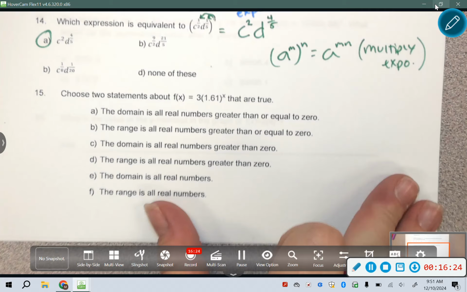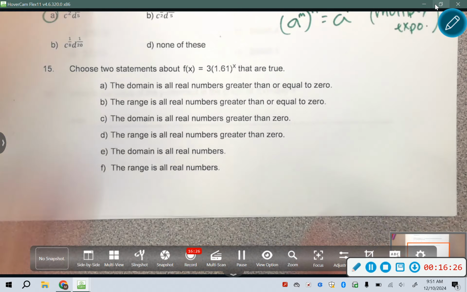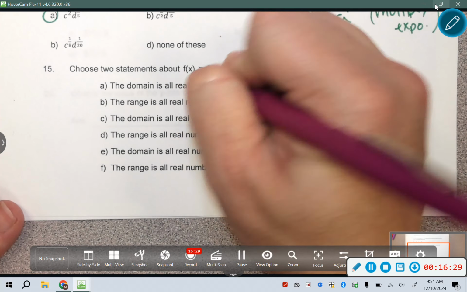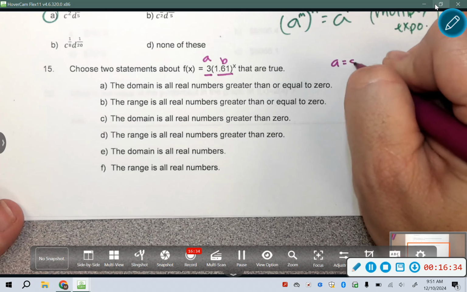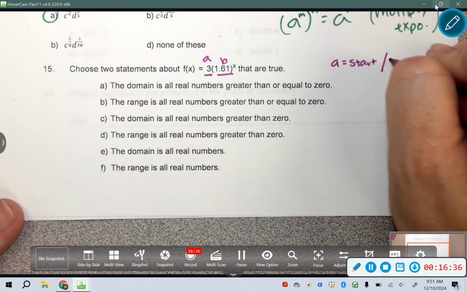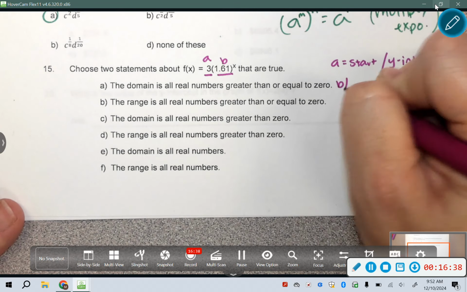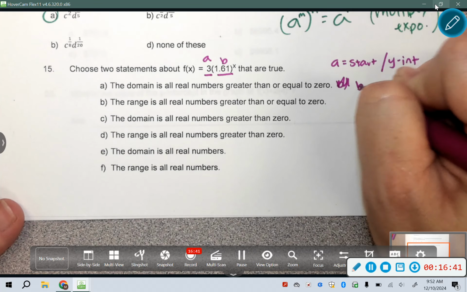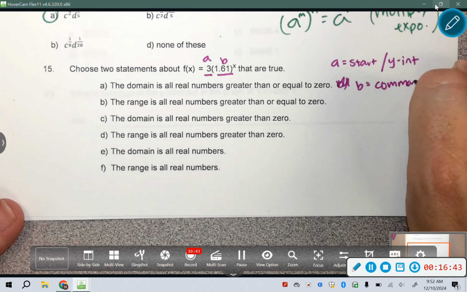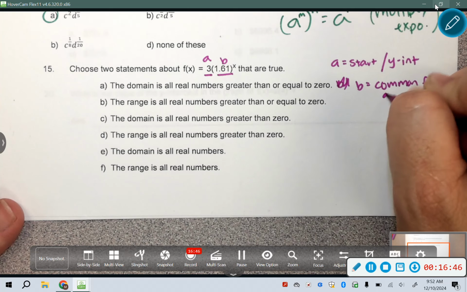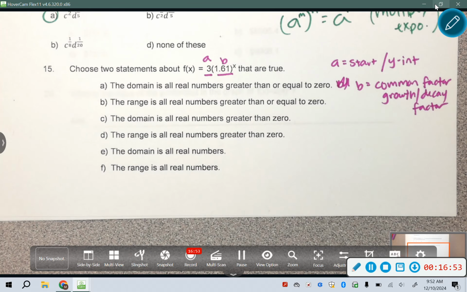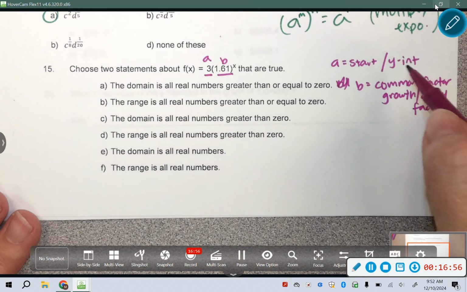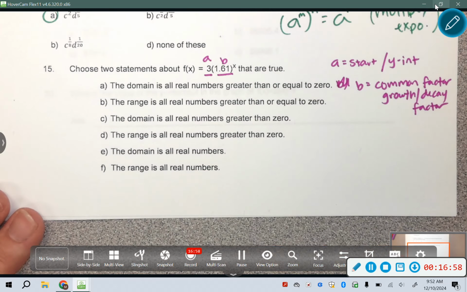Okay, let's look at 15. 15 says choose two statements about this. So I want you to remember this is my A and this is my B. And A is my starting point, the y-intercept. B is my common factor, or my growth/decay factor. Okay, so knowing that this is talking about domain and range, so really we didn't need to see that. Well, let's graph it.